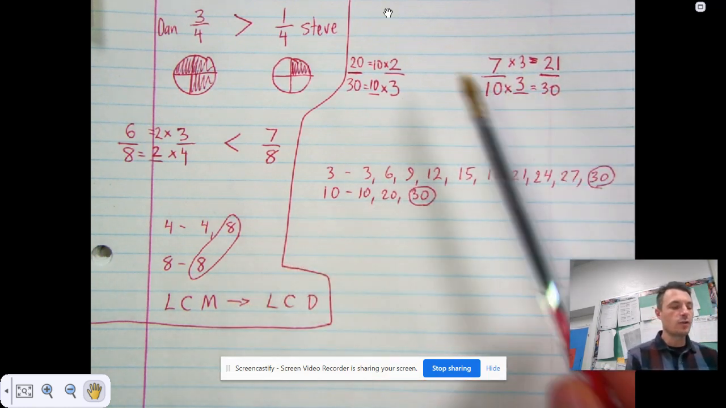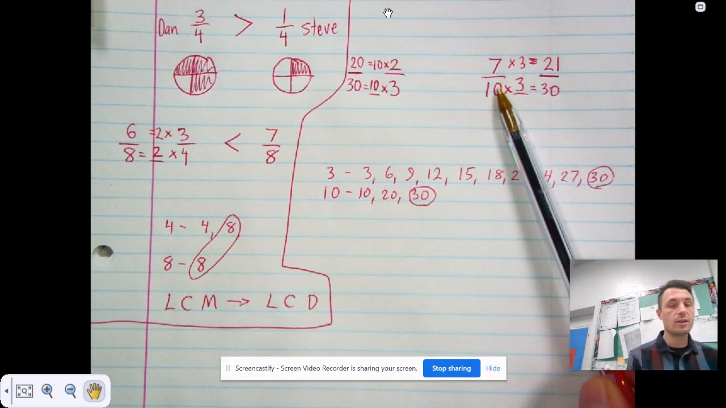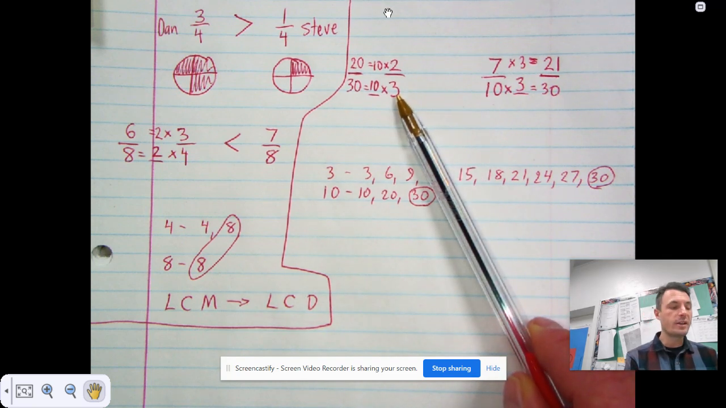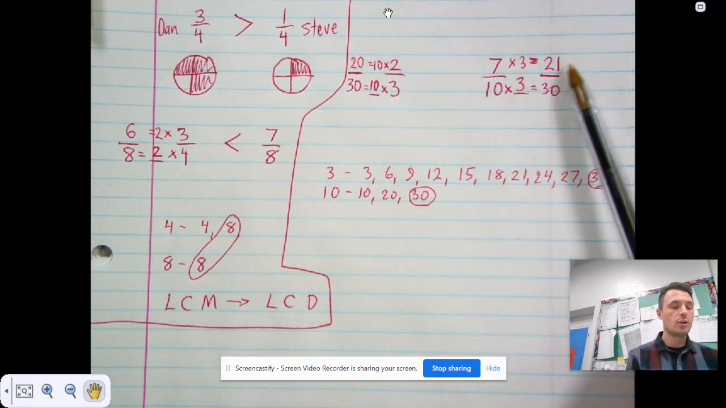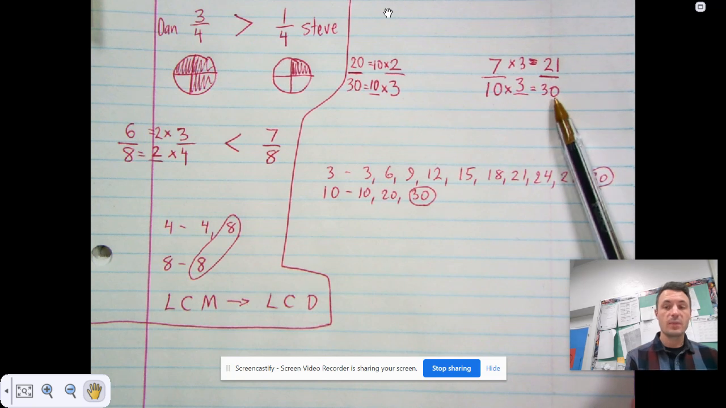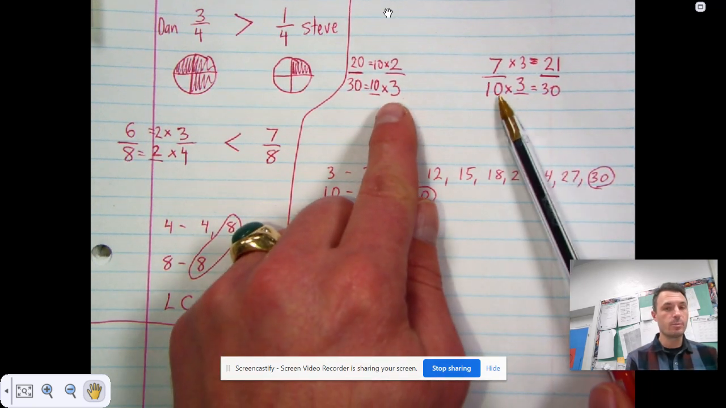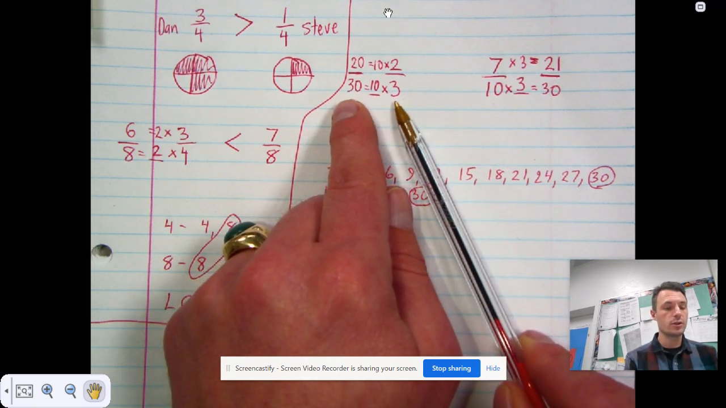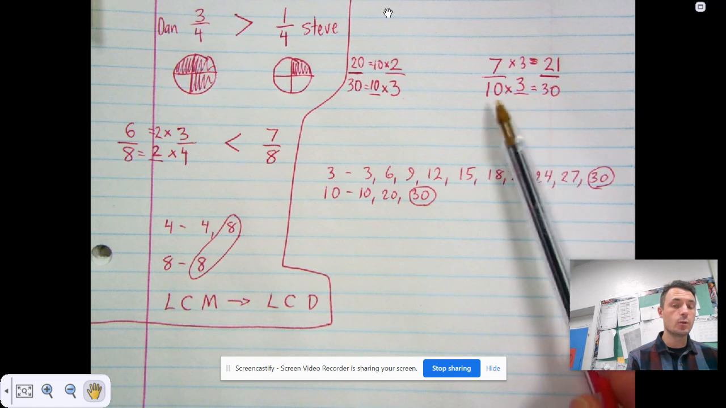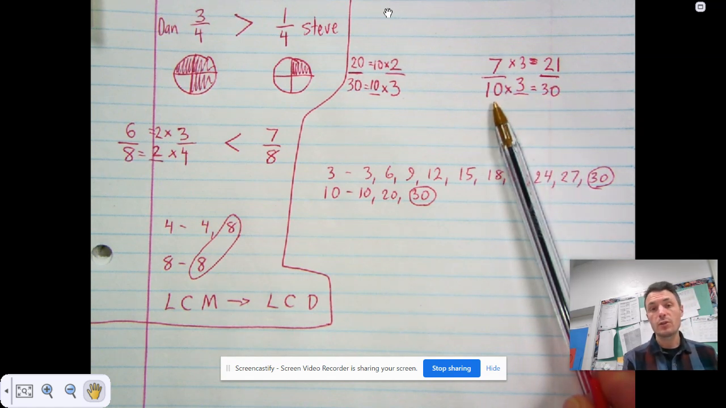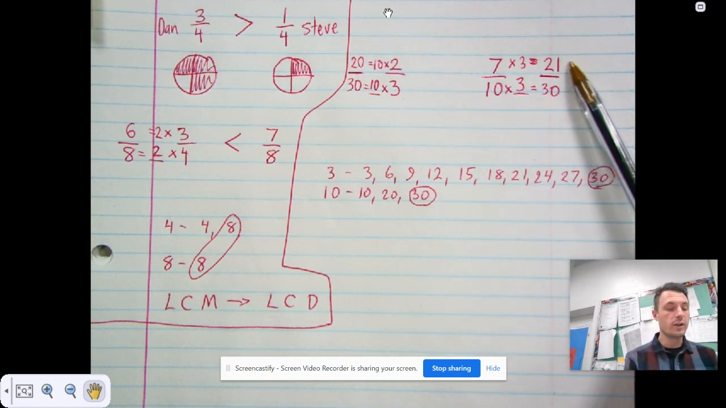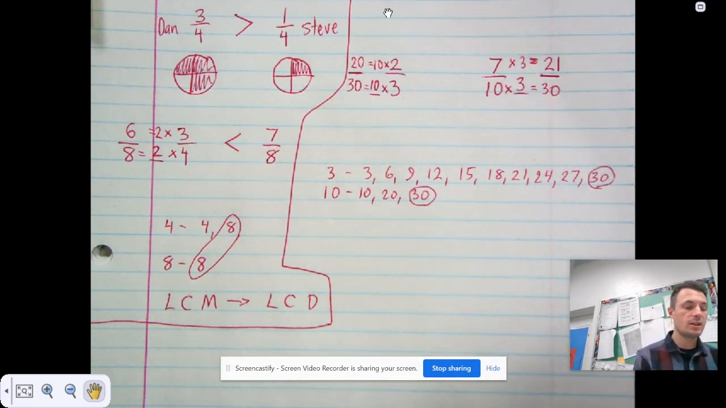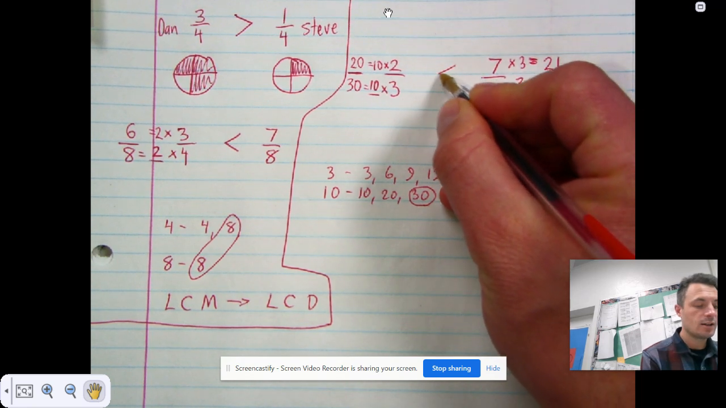So now, instead of comparing 2/3 to 7/10, because they're hard to compare since they have different denominators, now we can compare 20 30ths to 21 30ths. And this helps us compare these fractions because 20 30ths is equivalent to 2/3, and 21 30ths is equivalent to 7/10. So which one's bigger? Well, 21 out of 30 is more than 20 out of 30, which means 7/10 is bigger.